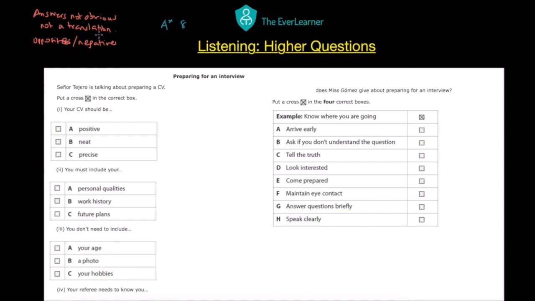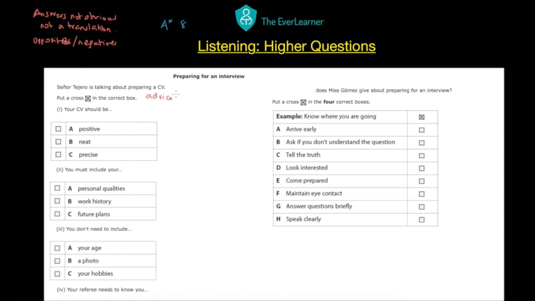And in a second, we will try and go through some useful vocabulary for the world of employment, okay? Because, of course, it's preparing for an interview. So the first thing I'm going to look at is the fact that Señor Tejero is talking about preparing a CV, and we need to put a cross in the correct box. Okay, so he is talking about preparing for an interview. So what this means is that he's probably going to be giving us some advice.